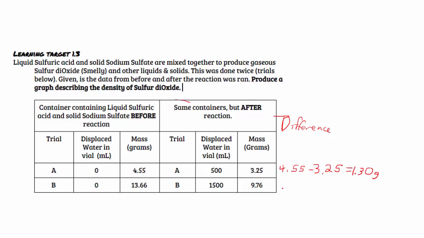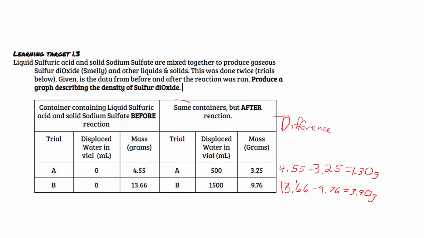For B now, let's look at the difference. Again, 13.66 minus 9.76. That difference is 6 minus 6, 0. 6 minus 7 can't do that. Borrow. Got 16 minus 7 is 9. We had to borrow, so that's 12 minus 9 is 3. 3.90 grams. And remember, this is a gas, number one, so it's not going to have very much mass.